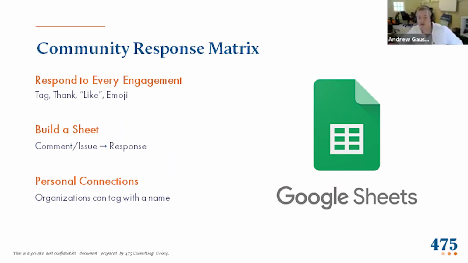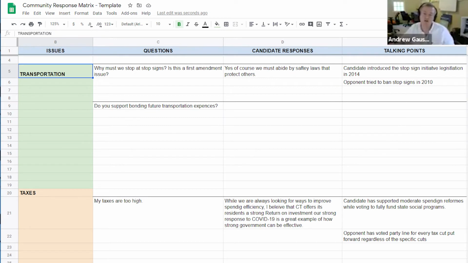And so we're going to switch over and show you guys an example of a community response matrix. Every team or campaign should have one of these, and we have this set up. A community response matrix is something that should be administered by the campaign, but is for use by not only campaign communications team, but also the digital response team. And what you do is you list in sections based upon issues, the different questions that the campaign might get. So for instance, these are just silly examples, but why must we stop at stop signs? Is this a First Amendment issue?